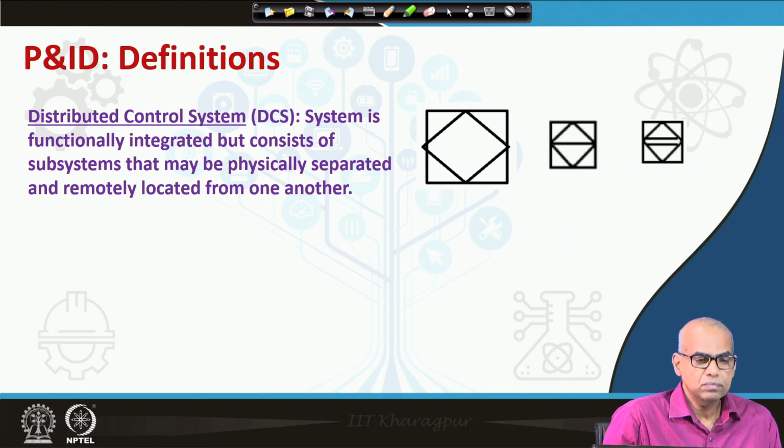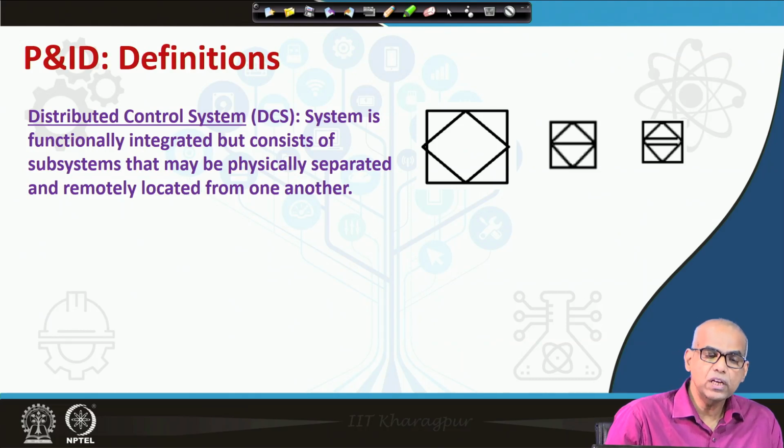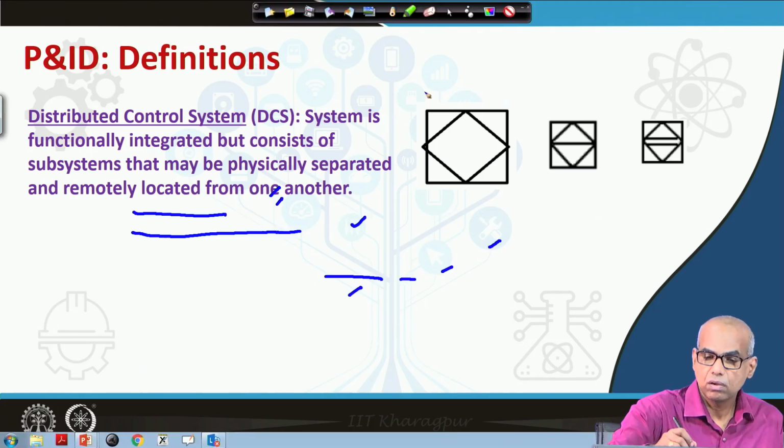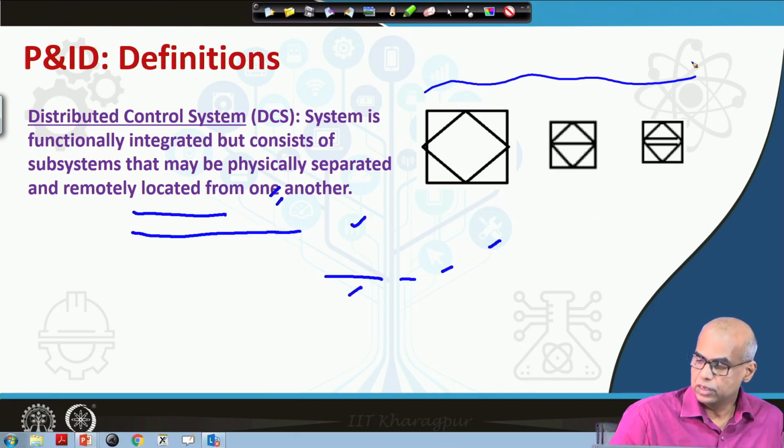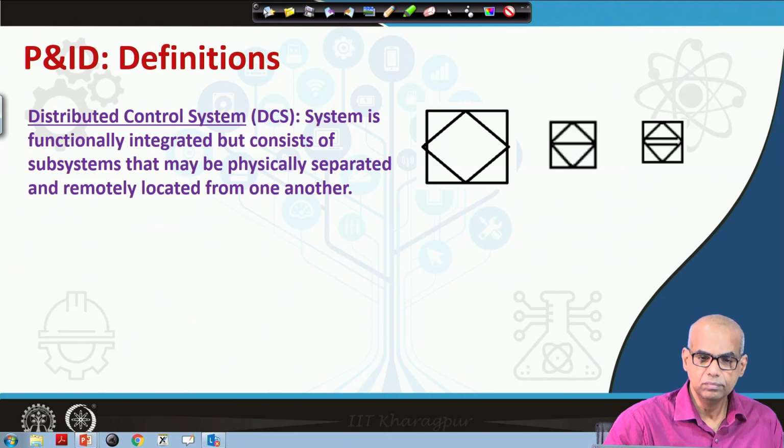A distributed control system is functionally integrated, but consists of subsystems that may be physically separated and remotely located from one another, and this is the symbol for a distributed control system.